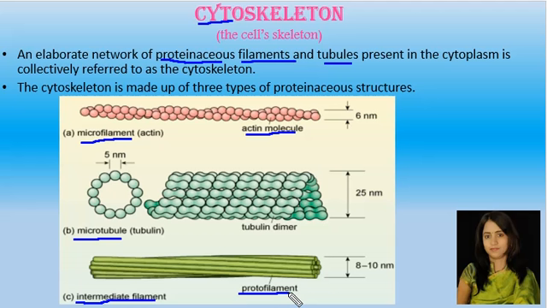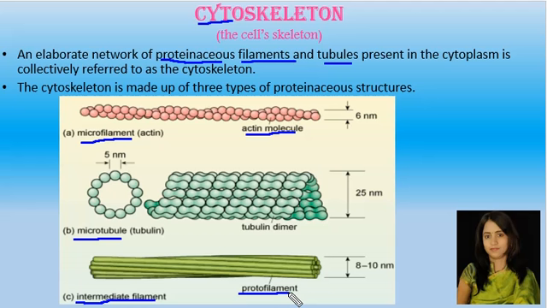What is the function of cytoskeleton? The functions of cytoskeleton are: it gives mechanical support to the cytoplasm, it helps in motility and helps in the maintenance of shape of the cell. So these are the functions of cytoskeleton.